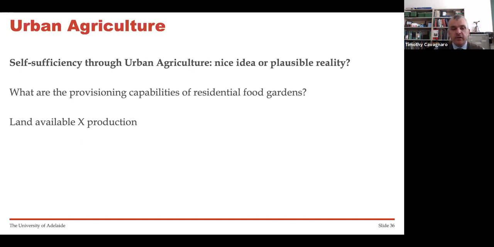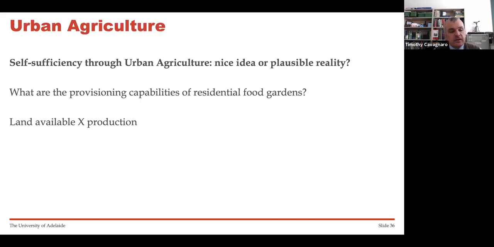The other side is really asking some fairly fundamentally important questions about achieving self-sufficiency through urban agriculture. And so the idea here is urban agriculture a nice idea? Is that all it is? Or is it actually a plausible reality? And that's the central premise of Isabel's work.